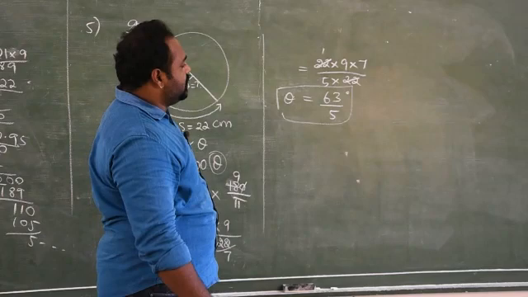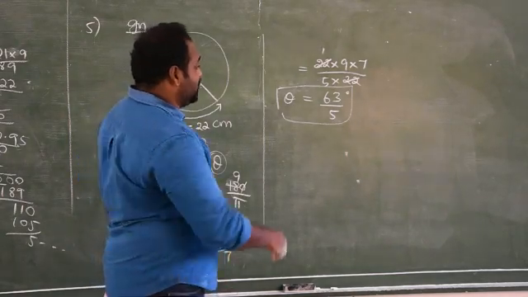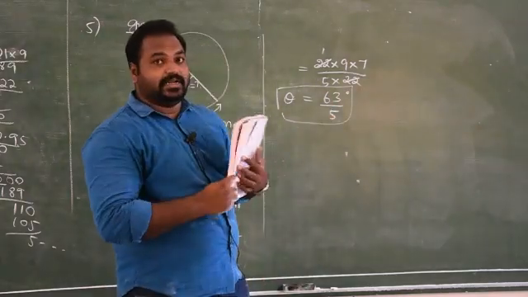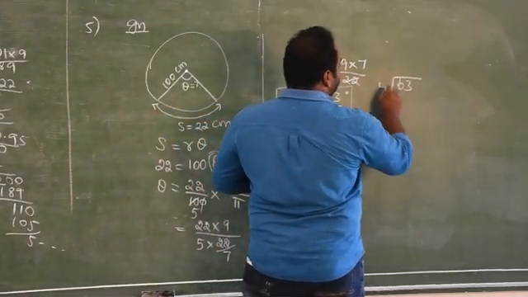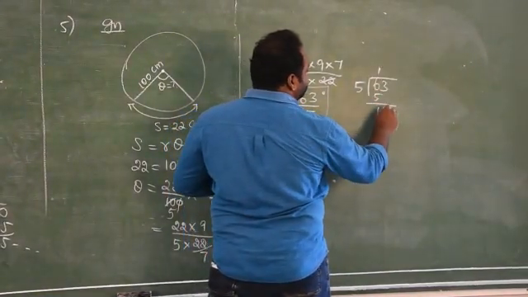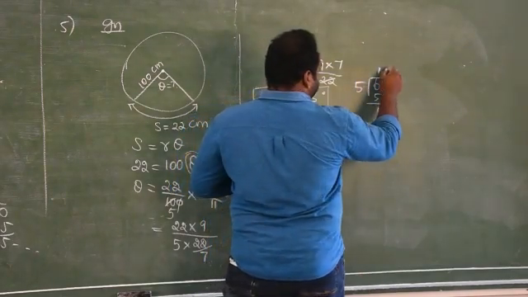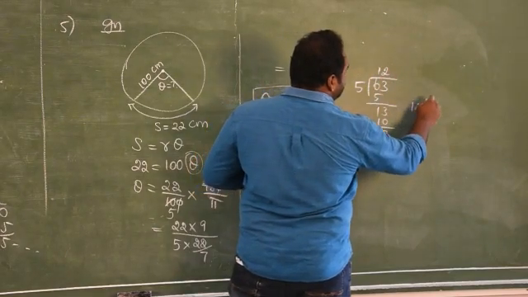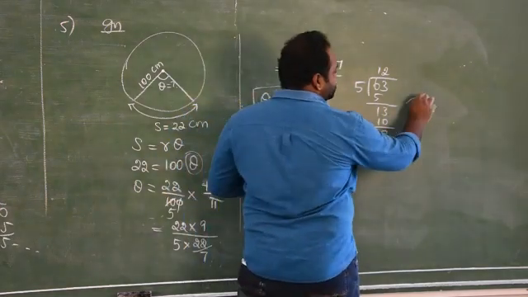So here the angle is in fraction mode. We can give it in degrees, minutes and seconds. So I am going to divide this 63 by 5. 1 time 5, remaining 1, 13, how many times? 2 times 5 is 10, remaining 3. So this is 12 and 3 by 5 degree. Actually this is the complete degree.